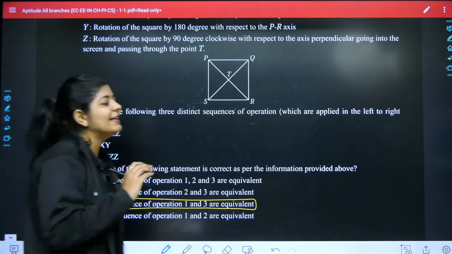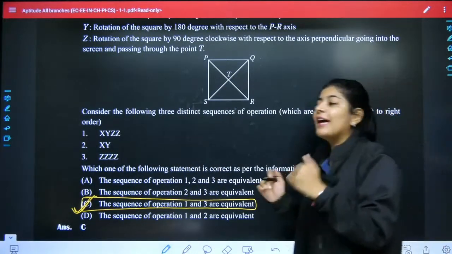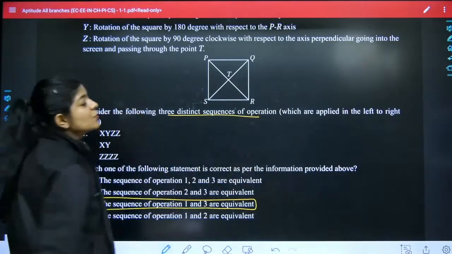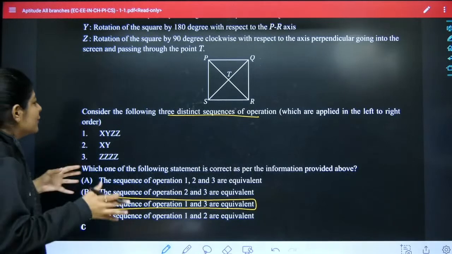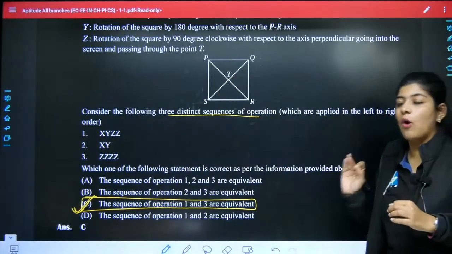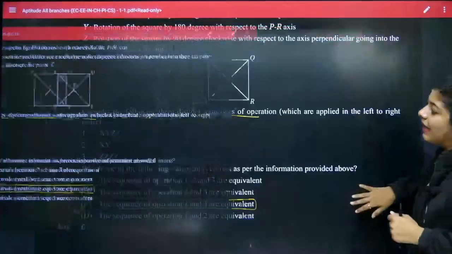This is a very easy question which was asked. Now you need to take care of the list of operations, or the sequence of operations, which we have. If you make a silly mistake over here, then you will definitely get the wrong answer. Okay, now let's move to the next question which we have in the EC.